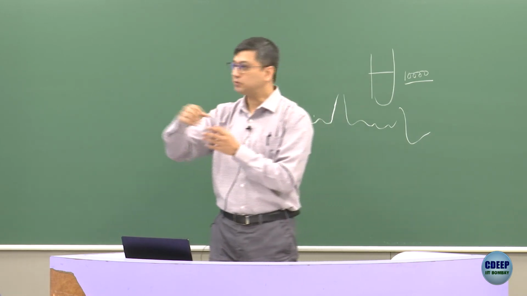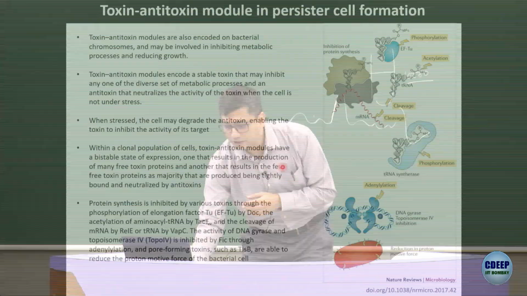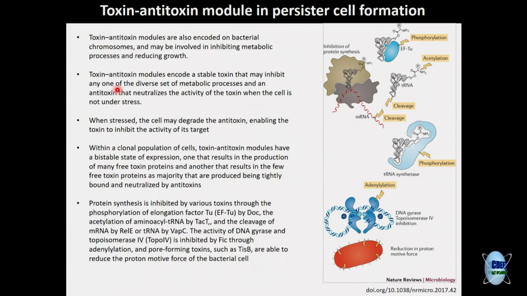Now the toxin-antitoxin modules encode a stable toxin that may inhibit one of a diverse set of metabolic processes, and an antitoxin neutralizes the activity of the toxin when the cell is not under stress. So whenever there is a stress, somehow the toxin goes up. Somehow. Why? How can that be, sir? Because the antitoxin molecule gets degraded. We will see that in a couple of slides.